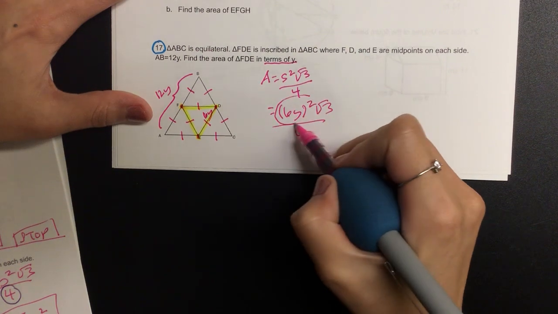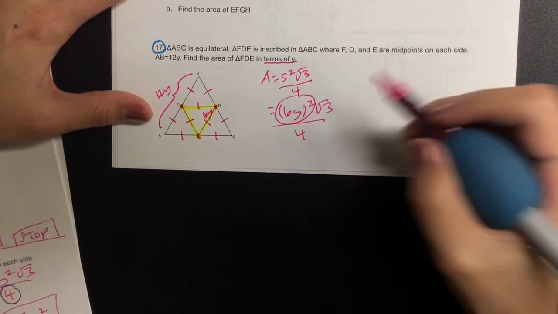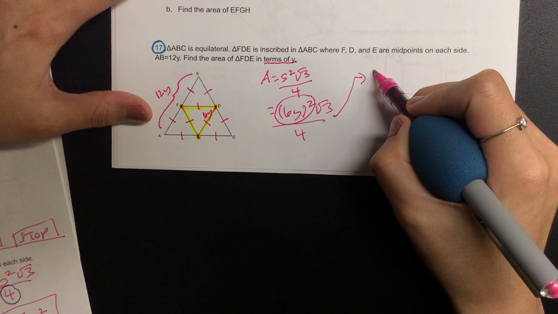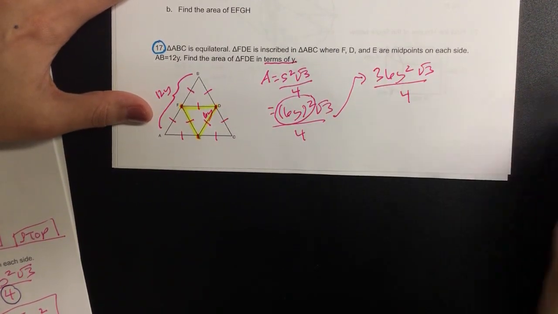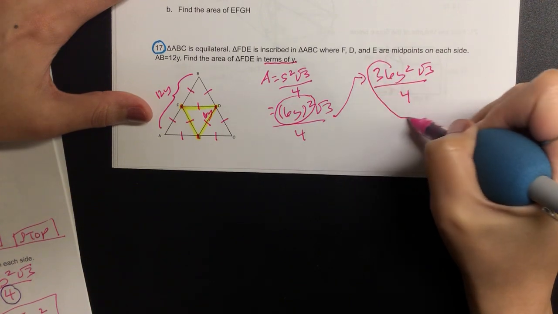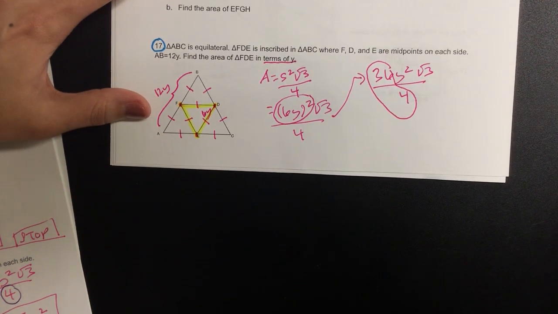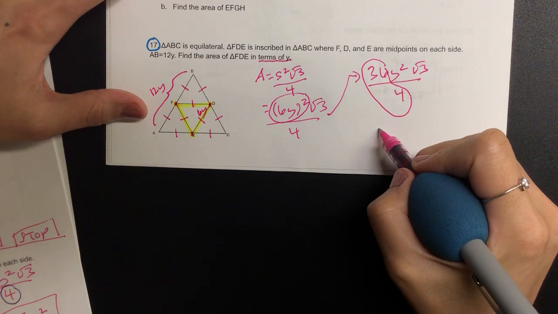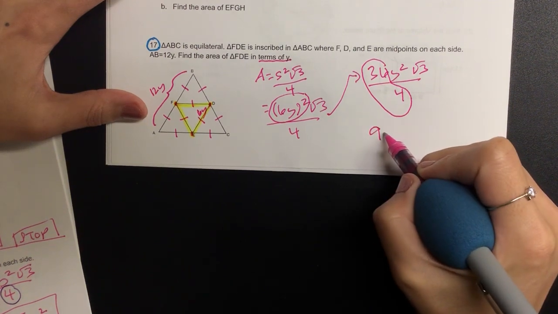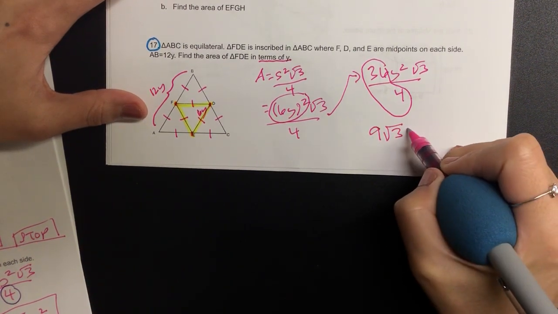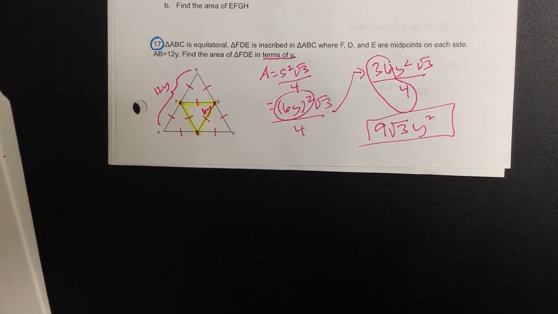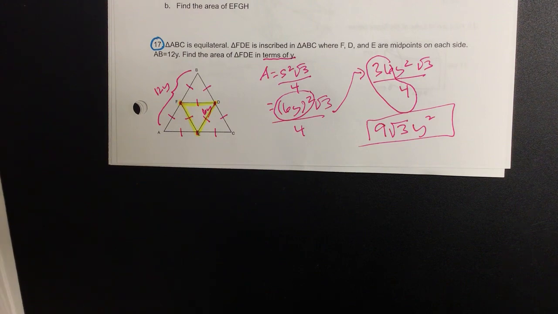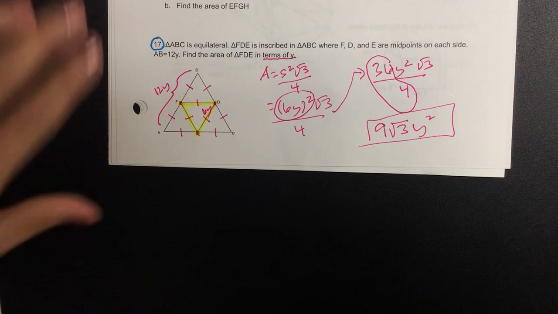This right here tells me we have 6y times 6y. How many is that? 36y squared. Root 3 over 4. And then the whole numbers can be further simplified. How many is 36 divided by 4? 9. And I'm going to put all the numerical values first and then the variable at the end. Boom, done. That's it. It is in terms of y, meaning there's a y value in the answer. Let's go to number 18.